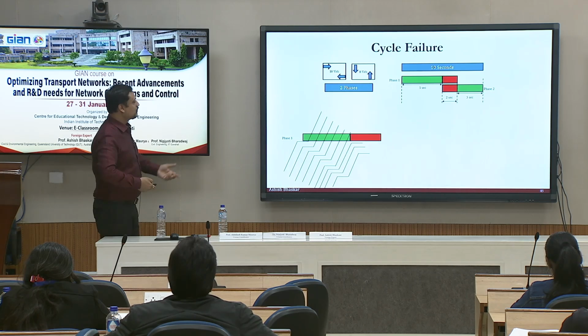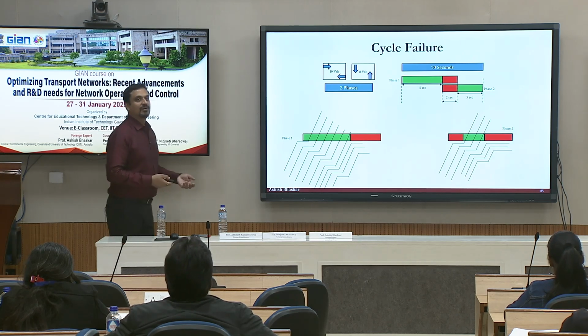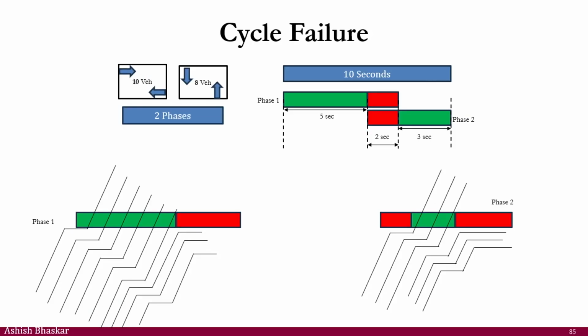Let's look at the example. This is phase 1, phase 2. This is the case you have mentioned, different approaches. I think you asked, right? Demand is high from all the approaches. Somebody asked this question. This is the case. What's happening? Demand is really high.